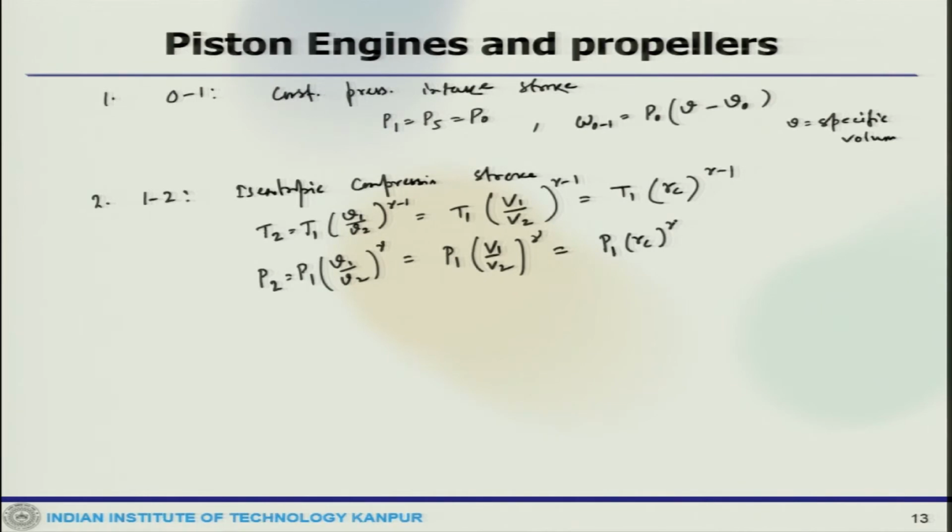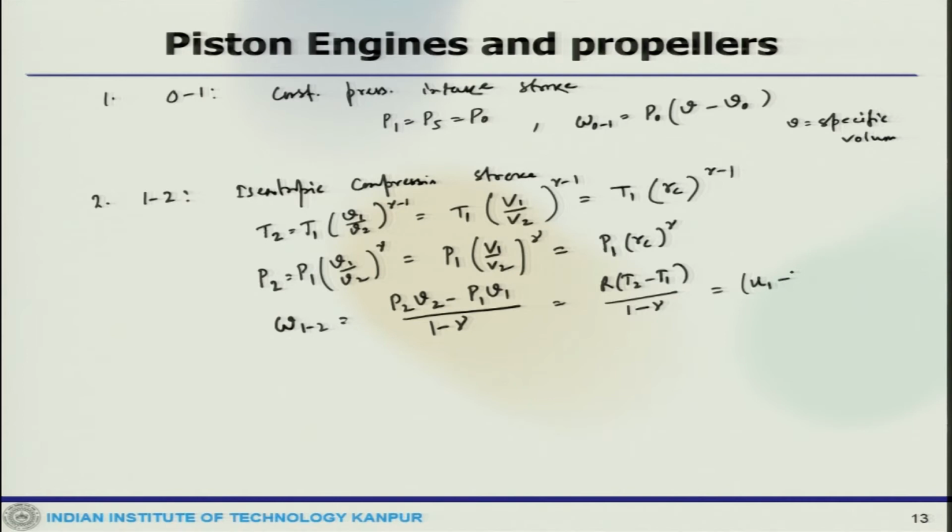So, the specific work would be (P 2 V 2 minus P 1 V 1) divided by (1 minus gamma). We can replace that with R (T 2 minus T 1) divided by (1 minus gamma), which is U 1 minus U 2. This is the change in internal energy, delta U, or C v (T 1 minus T 2).